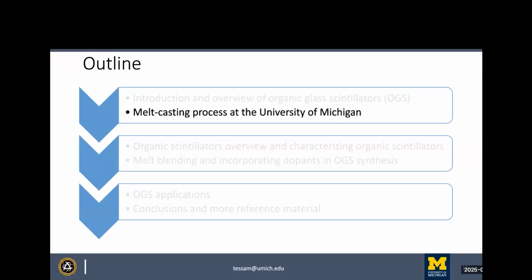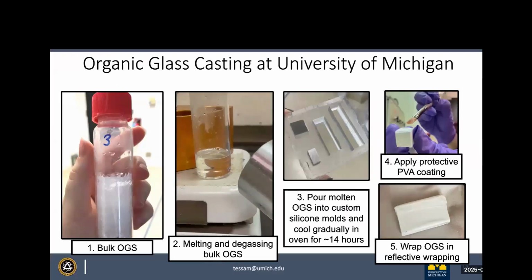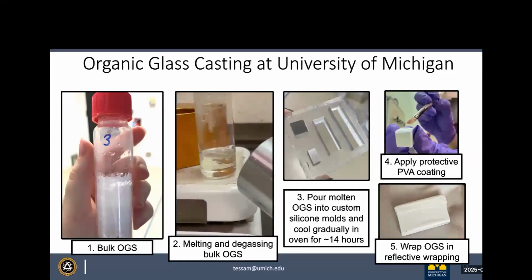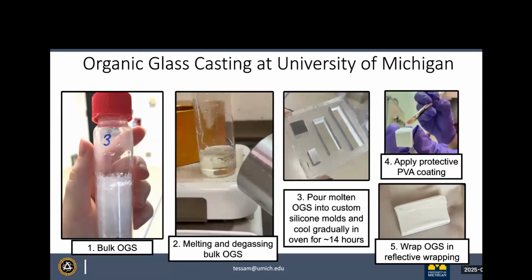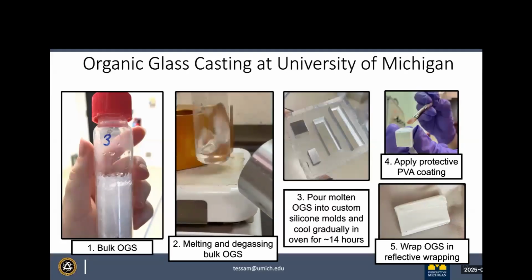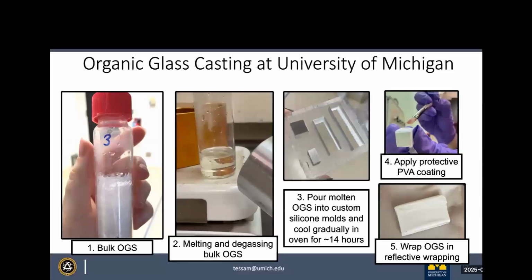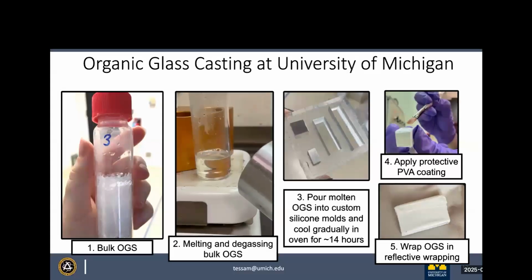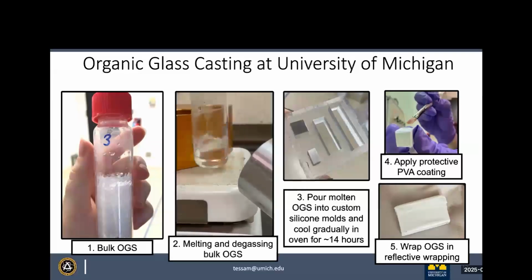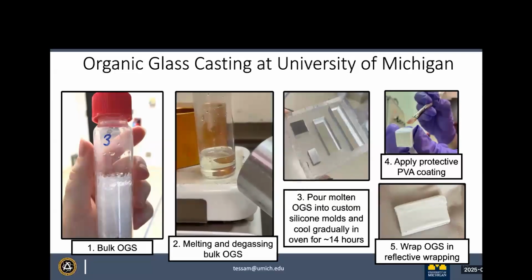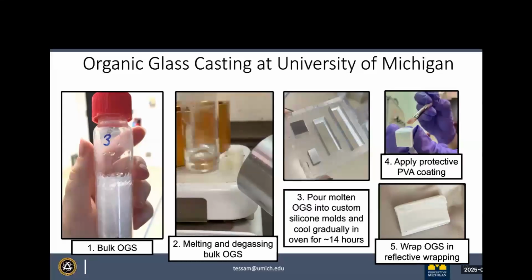Now we're going to talk a bit about how we actually melt cast the glass at U of M so we can use it. In picture number 1, you can see bulk OGS in a vial. The second picture is actually a video of the bulk OGS being melted down and attached to a vacuum, which is above the top of the video, but you can see the air bubbles coming out under the heat gun. And then once it's all good and degassed, we pour it into custom silicone molds and let it cool gradually in the oven for 14 hours.